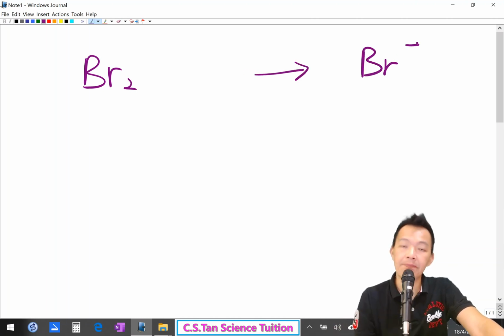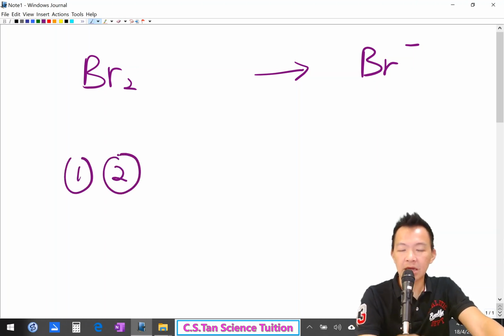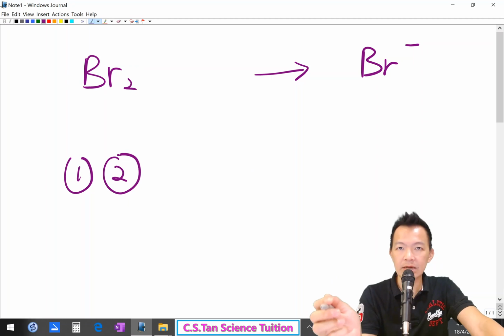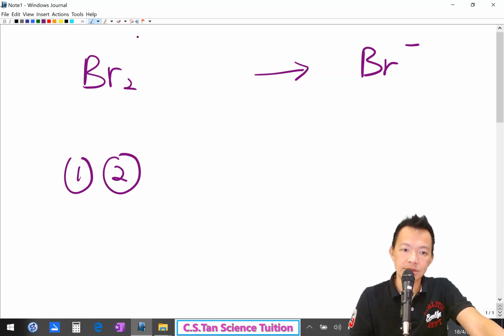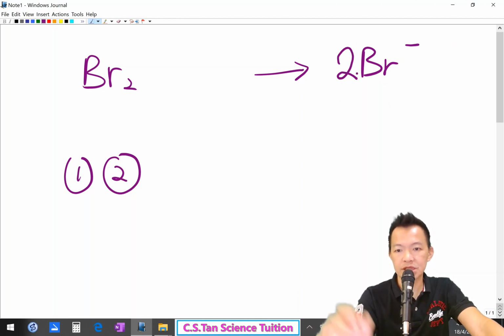Okay, first step. And second step, 第二个步骤 you have to make sure the number of atoms between the left and the right hand side will become equal. So bromine molecule has 2 atoms. But bromide ion is just 1 atom only. So the number of atoms must be balanced. So 这边乘2. 2 atoms, 2 atoms, 2 atoms.